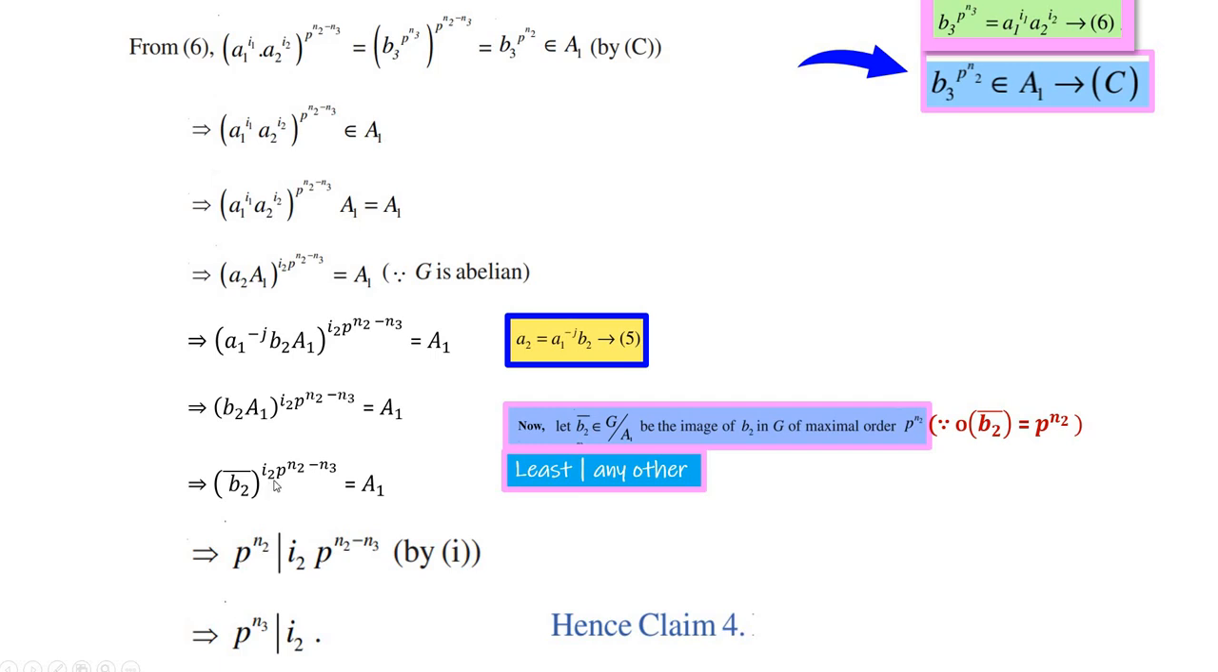So b2 bar raised to I2 p power n2 minus n3 is a1. So again, as far as b2 bar is concerned, p power n2 is the least positive integer, and this is any other integer. So the least must divide any other. So we have this step. And from here p power n2 can be cancelled, and this one goes here. So p power n3 divides I2. So this proves our claim 4, that p power n2 divides I1 and this one divides I2.